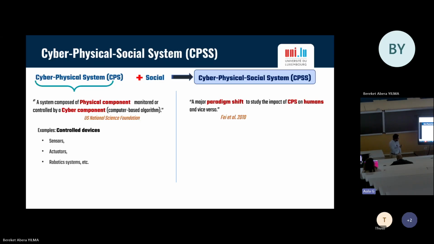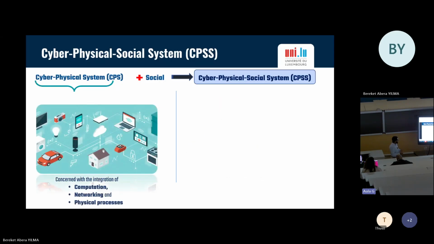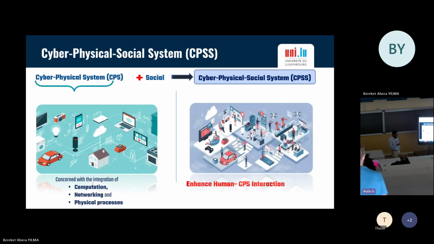Of course, these devices are created for use by humans, but we want to understand the impact of these devices on humans and the impact of humans on them, vice versa. This paradigm shift essentially led to the development of what we call smart systems, smart homes, smart museums, to create more human centricity. In the previous concept of cyber physical systems, the concern was mostly computation, networking, and physical processes, and basically the human was missing. So we want to put the human at the center of this design.